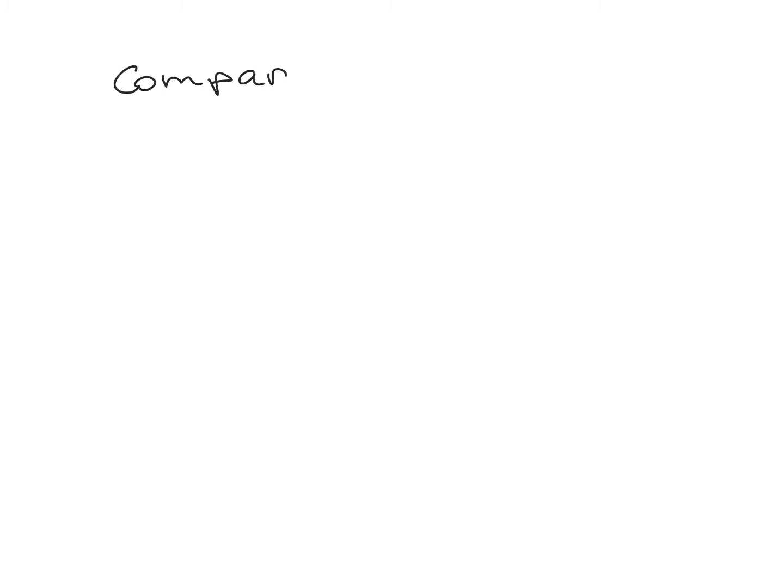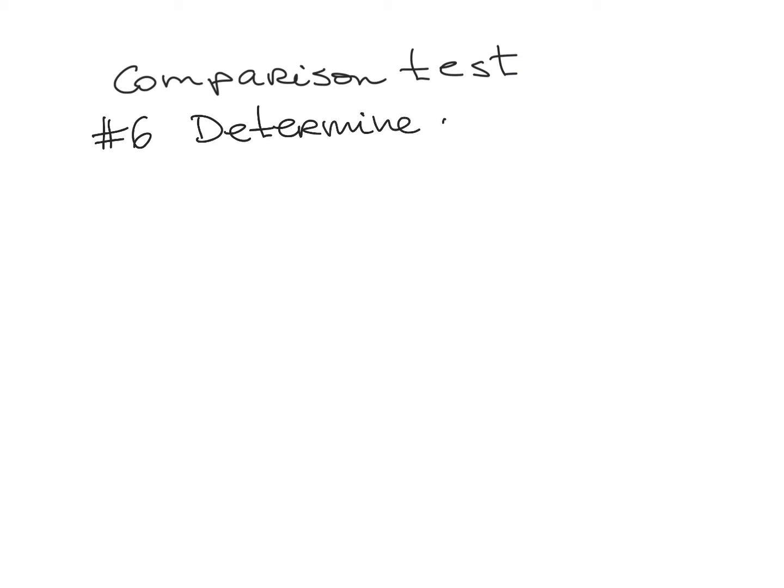Okay, here's another example of using the comparison test when determining if a series converges or diverges. In this video, we're going to see how to determine if the series, so this would be the summation from 1 to infinity, and the sequence is 2n divided by n squared plus 1.